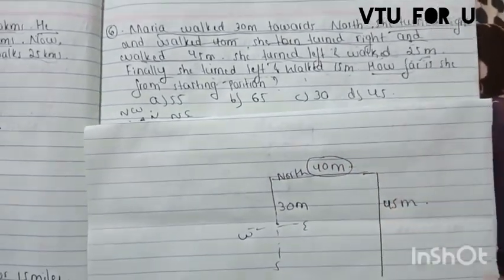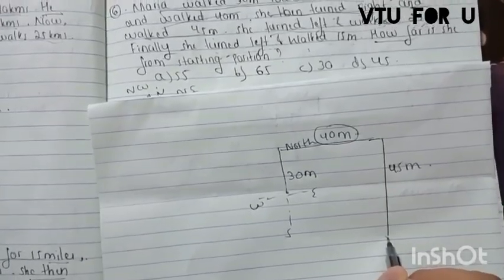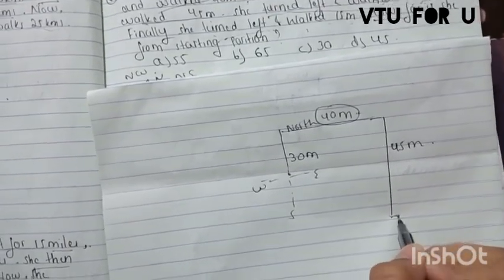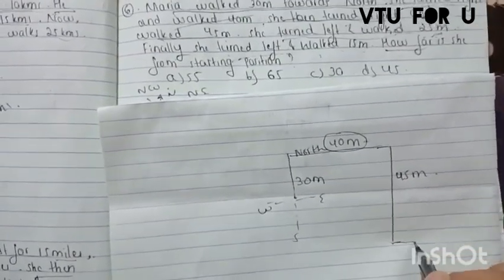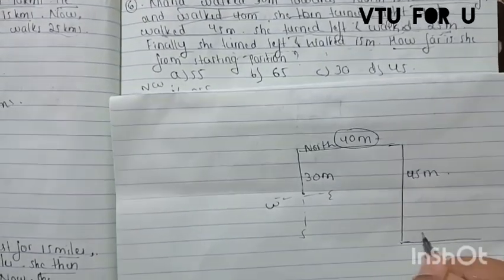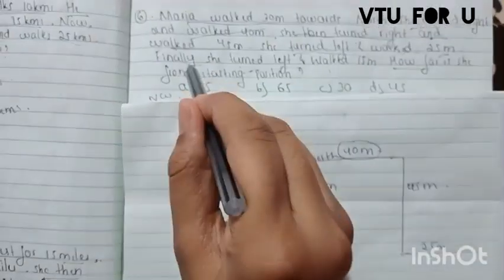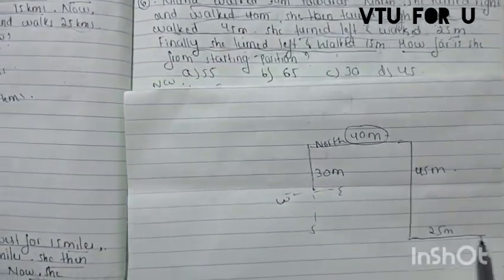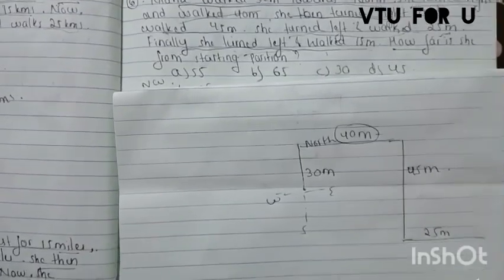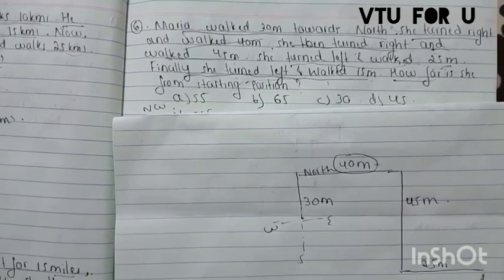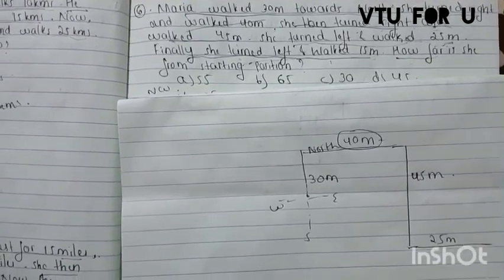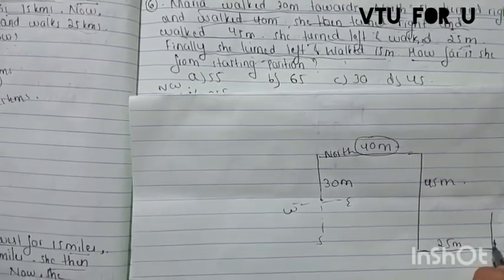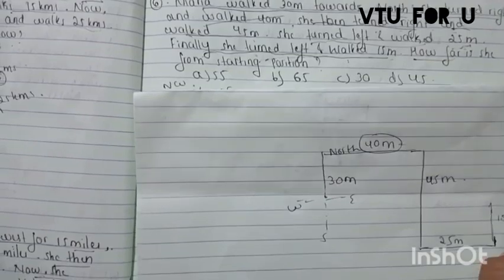Okay, then she turned left and walked for how much meter? 25 meter. Consider yourself standing here looking at the southward direction. Then which is your left hand side there? This, right? For about 25 meter. Then finally she turned left and walked for 15 meter, mainly in the east direction, which is again your left hand side there. For about 15 meter.